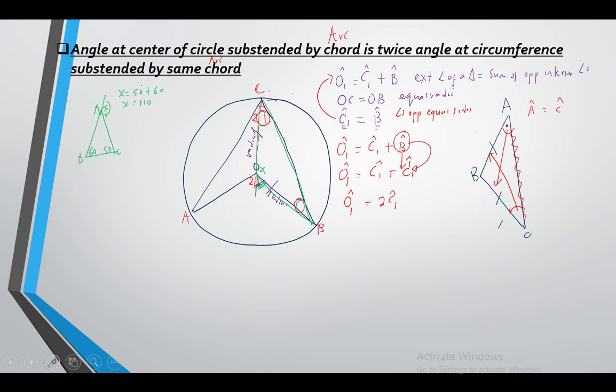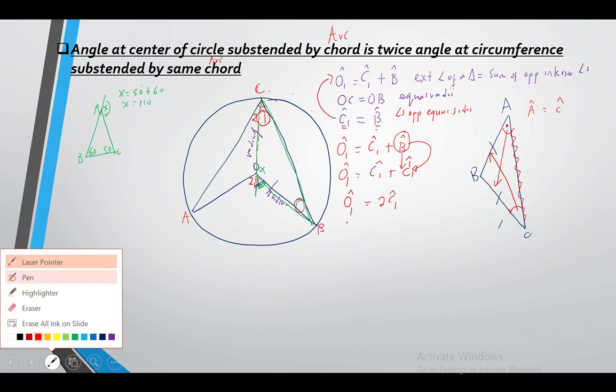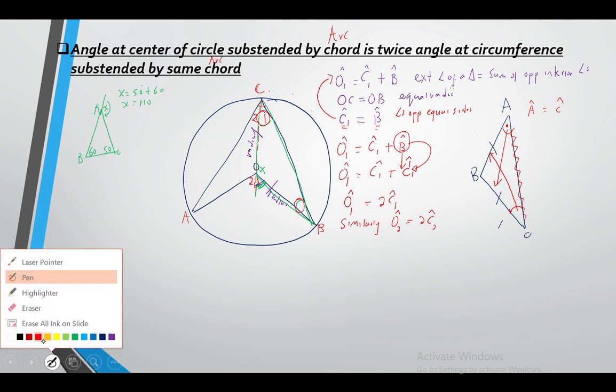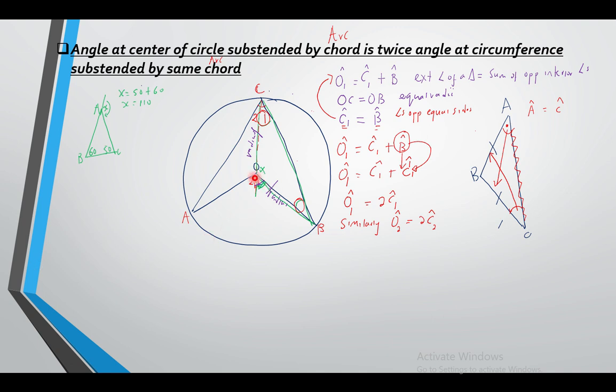So what you now do, you say similarly, in the same manner, O2 is 2C2. You do not need to show any calculation why you are saying O2 is 2C2. The only calculation you have shown is that O1 is 2C1.